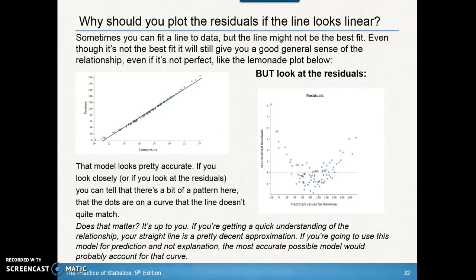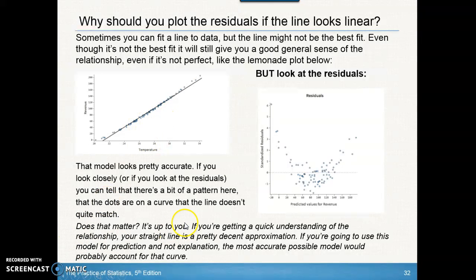Now, sometimes the plot looks linear, but the residual plot doesn't necessarily indicate that it is. Sometimes you can fit a line to the data, but then when you look at the residuals, you'll notice that they're sort of forming a pattern. So if you take a look here, the line actually looks pretty accurate. But if we take a look at the residuals, notice I have a lot above, a lot below, and then a lot above over here. You can tell that there's a bit of a pattern here. And so the line might not be the best fit for the data.